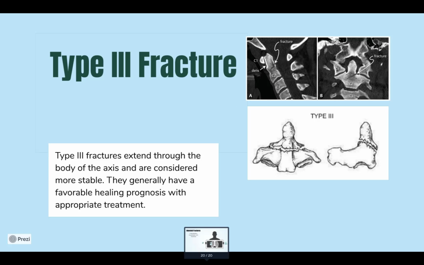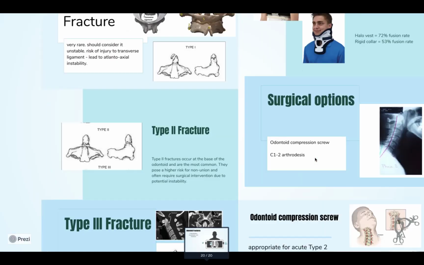Type 3 extends down into the actual body. You can see it can be misleading. So if you see it from the CT scan on the side-on view, this looks like a type 2, but then when you look at it from the front-on view, you can see it actually involves the body. So it's really important to look at it from two angles. So they're generally considered more stable. They're quite favorable in their healing prognosis with the appropriate treatment in place.